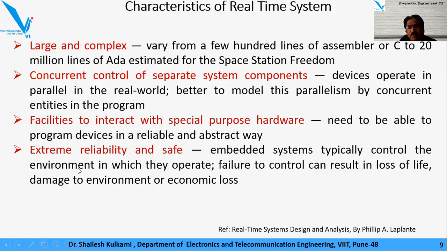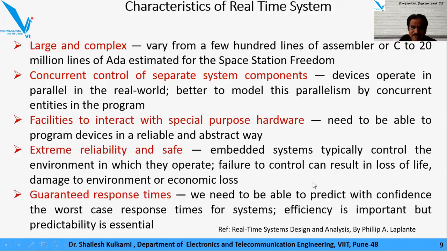That is what they have to be very reliable, so that even if some fault occurs, it should not give any threat to human life, isn't it? So loss of life, damage to the environment and economic loss are expected to be under control. That is extreme reliability and safety, which is a general characteristic of embedded systems also.